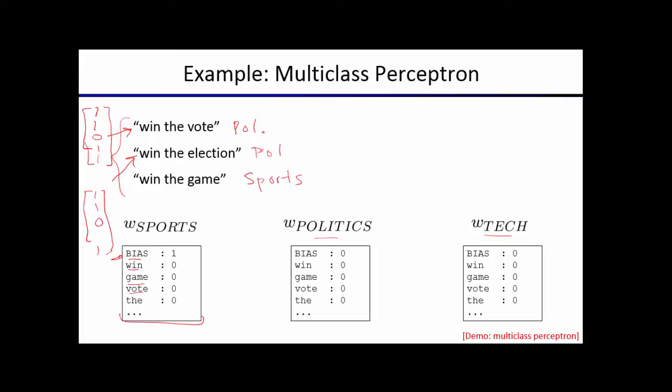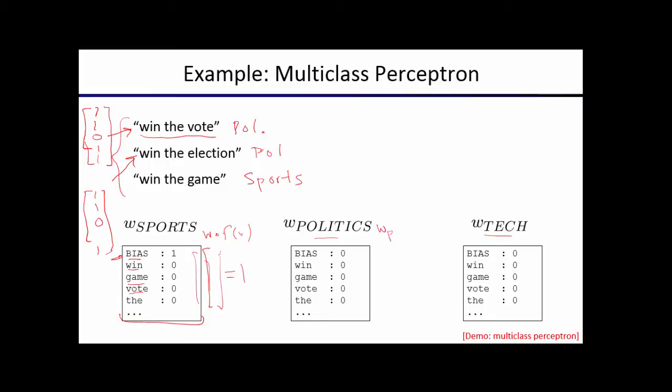And then we first start with our first example, which is win the vote. And we have this one feature vector, and we dot product with all of the weight vectors. And so the dot product with this first weight vector will be 1 times 1 plus 1 times 0, and so on and so forth. So W sports dotted with f of x will be the dot product of the 2 vectors, which will equal 1.